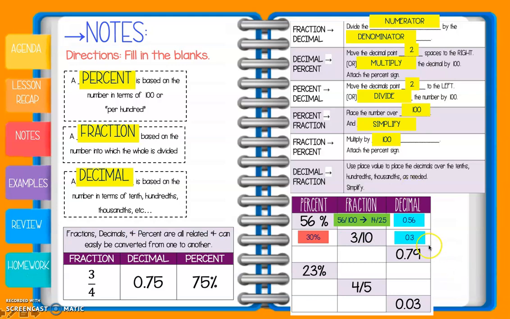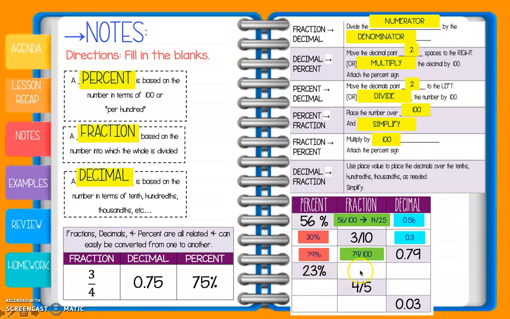Okay. For 0.79, to make that a percent, we're going to swing our decimal point 2 times to the right, or multiply it by 100 and attach the percent sign. So 0.79 is just 79%. Now, to make this a fraction, this reads 79 hundredths. So we're going to take 79 and put it over 100. Now, we can't simplify 79 hundredths, so it's just going to stay 79 over 100.